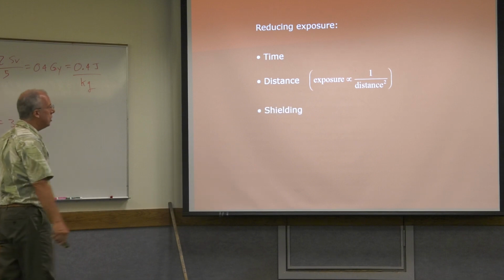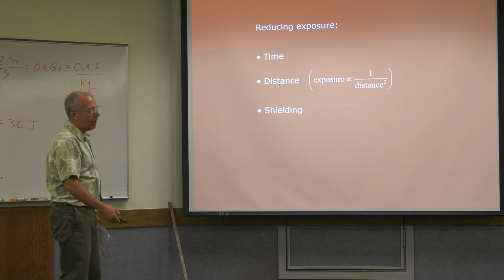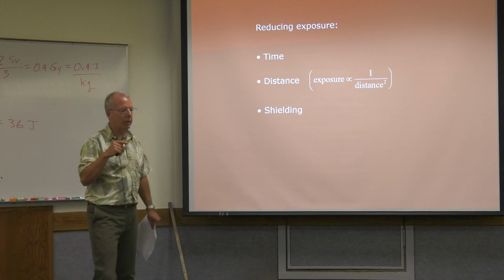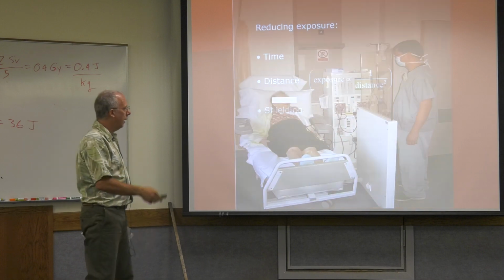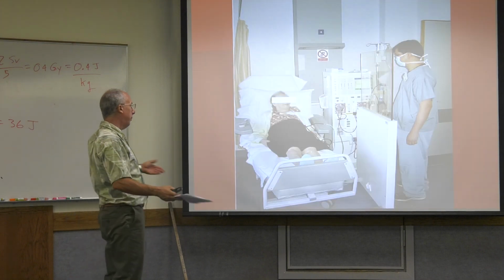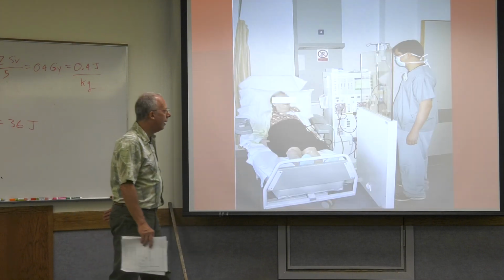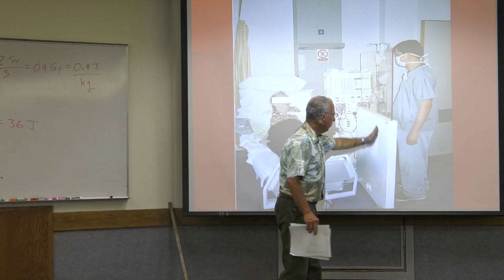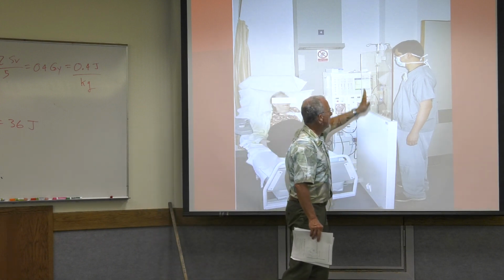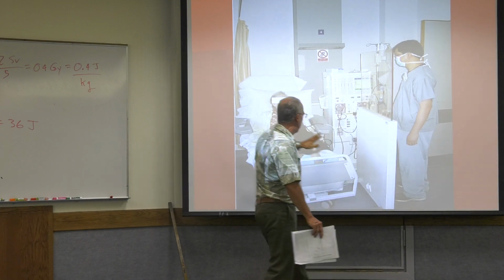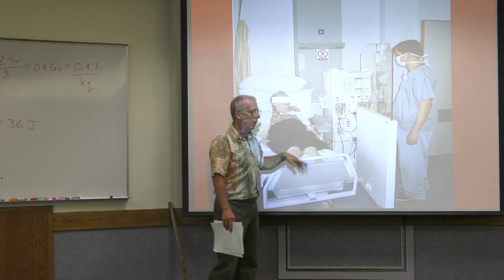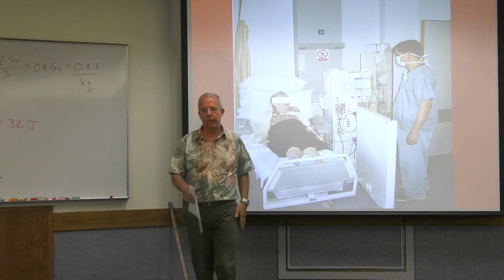And the last one is shielding. Remember we talked about how every radioisotope, alpha, beta, gamma, has different penetration abilities. And so this is a real picture. So there's grandma, and this is probably lead or something inside this. So this is a shield. This will shield the worker from being exposed from the radioactive grandma.